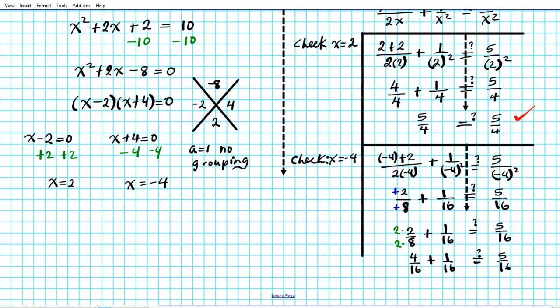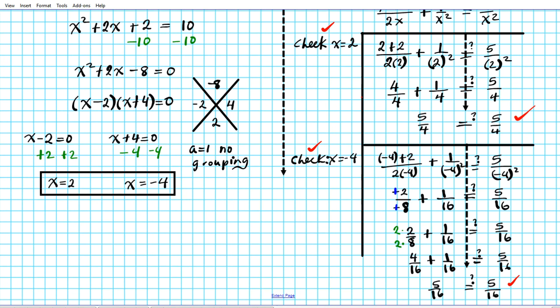That's the question. Well, we can clearly see what the answer is, right? You just simply add these two, since the denominators are the same, is 5 over 16. Is it equal to 5 over 16? It certainly is. So that shows that both answers are actual solutions to the rational equation. We do not have any extraneous answers here.